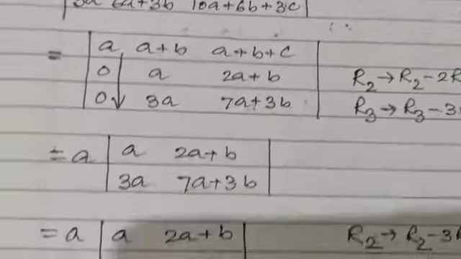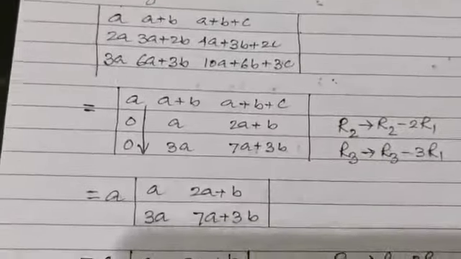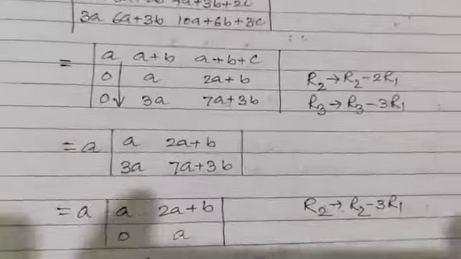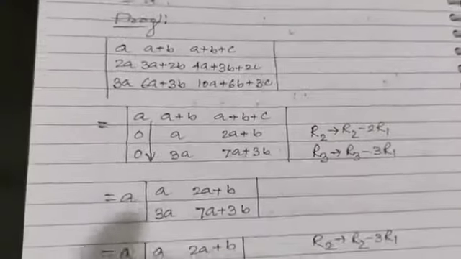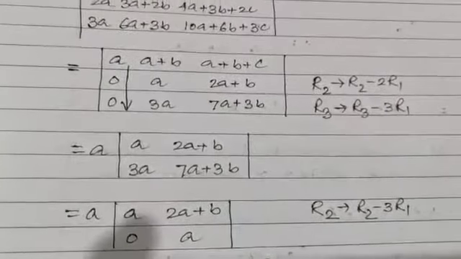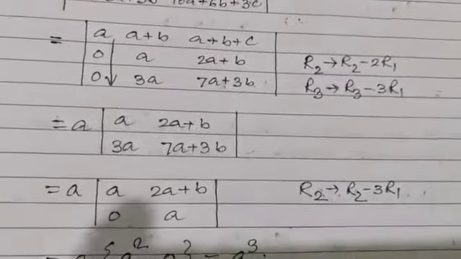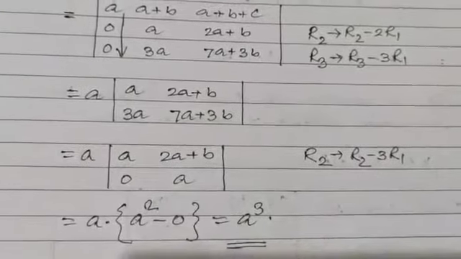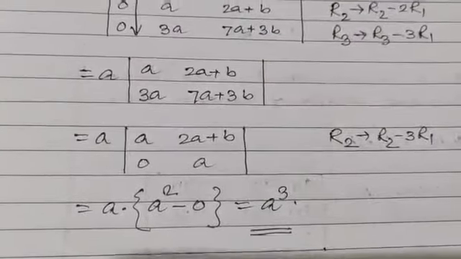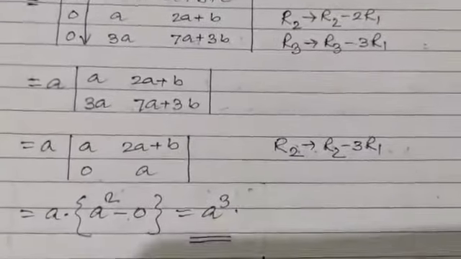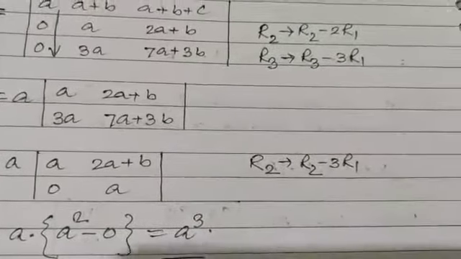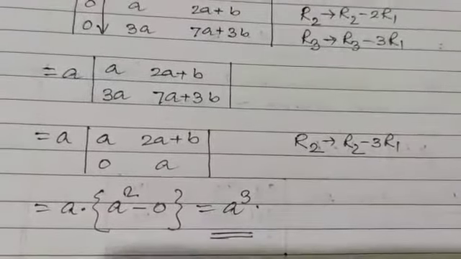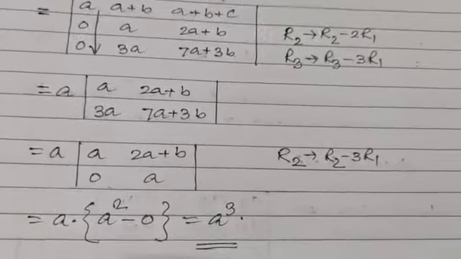Now if I expand along the first column, a into its minor, that is a, 2a plus b, 3a, 7a plus 3b, and the other two elements are 0 into something plus 0 into something. That's why we have not written it. After that, if we do another operation, 3 multiple of the first row is subtracted from the second row, then it will again give another 0. So R2 is R2 minus 3R1. You will get a, 2a plus b, 0 and a. Now after this, there is no way other than to expand it. So you will get a into a square minus 0, which is equal to a cube.